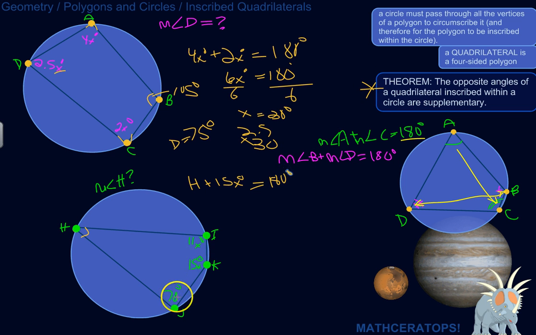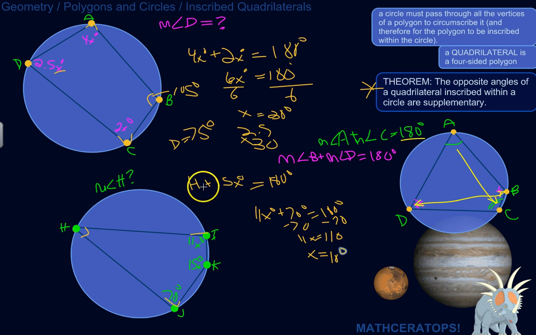So what's x? Well, we can use the fact that these two angles are opposite each other. So 11x degrees plus 70 have to add up to 180. These are opposite angles of a quadrilateral inscribed within a circle. So I could solve for x here. 11x is equal to 110. So x is 10 degrees.